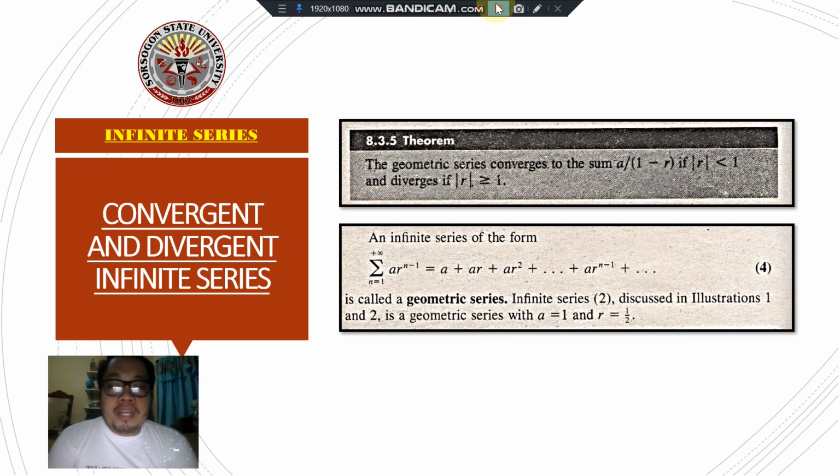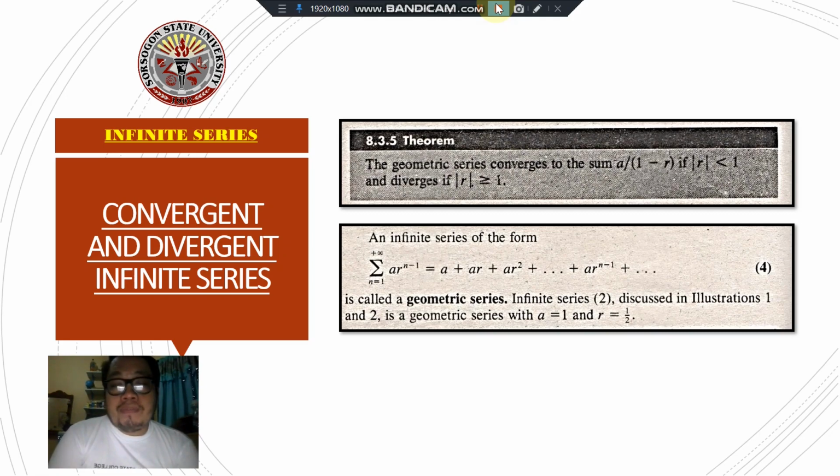Okay, so we have here a theorem that involves geometric series, which states that the geometric series converges to the sum A over the quantity 1 minus R if the absolute value of R is less than 1. Then it diverges if the absolute value of R is greater than or equal to 1. So those are the conditions to be satisfied for a geometric series to be convergent or divergent.